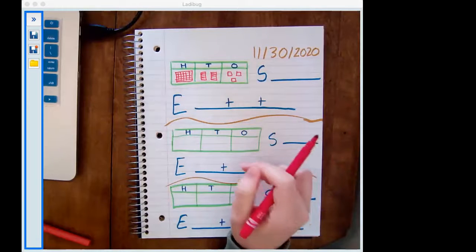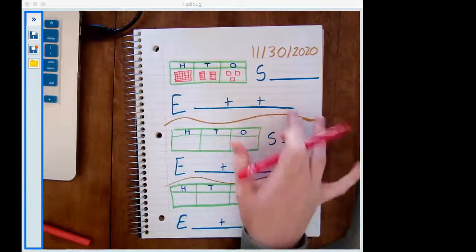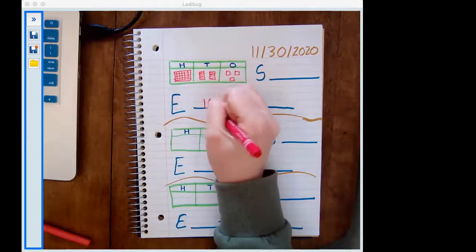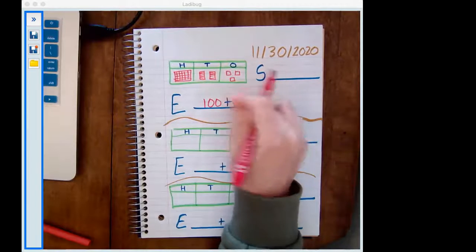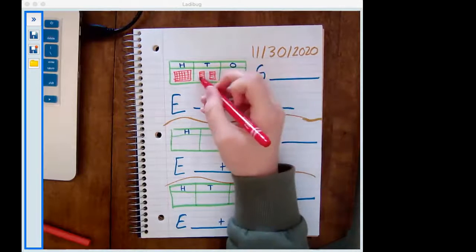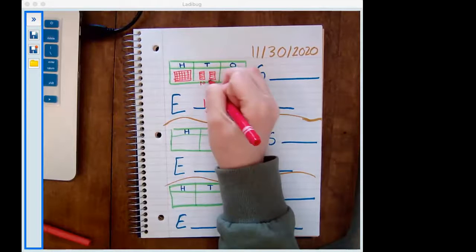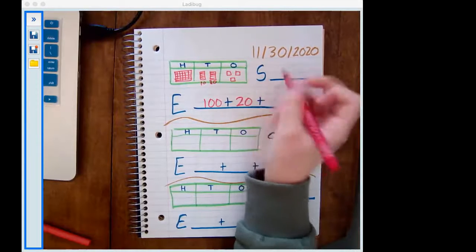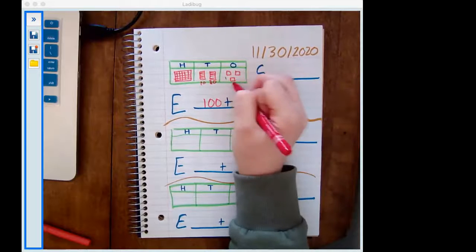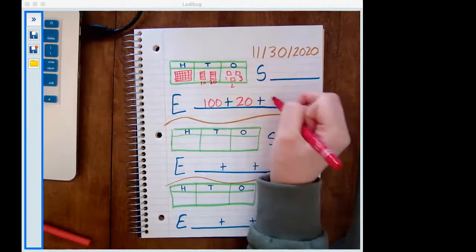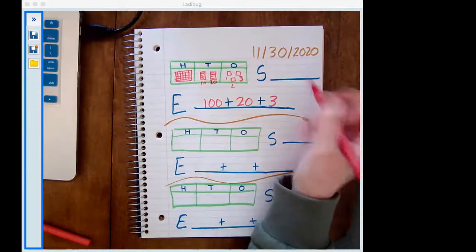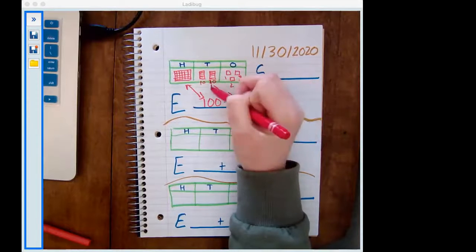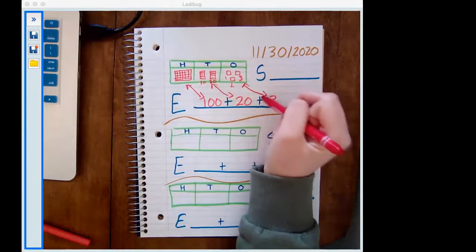So then students need to expand that number. So how many hundreds do we have? We have 100. So I'm going to write 100 here. Okay. How many tens do I have? Oh, I have 2 tens, 10, 20. Okay. So then I'm going to write 20. And then how many ones do I have? 1, 2, 3. Okay. I have 3 ones. So just to make that better to understand.